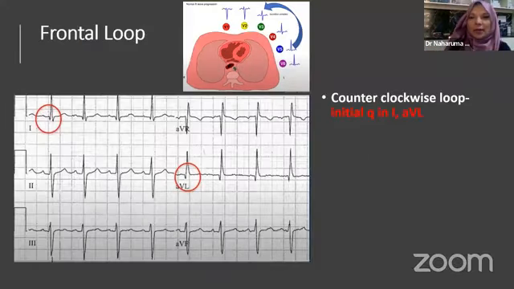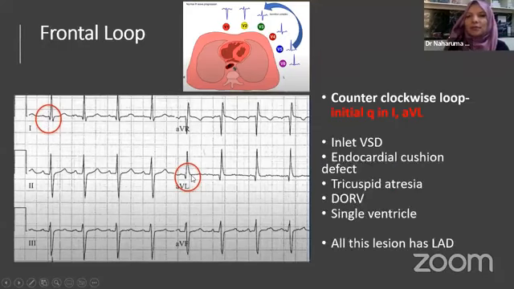And what happens in counterclockwise loop? This is a small Q wave in lead 1 and aVL, and we get it mostly in inlet VSD, endocardial cushion defect, tricuspid atresia, some forms of double outlet right ventricle, and some forms of single ventricle. And we have to remember that this counterclockwise loop is always associated with left axis deviation.